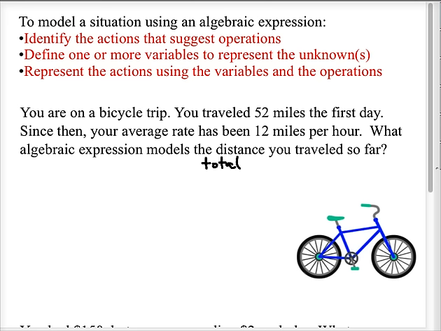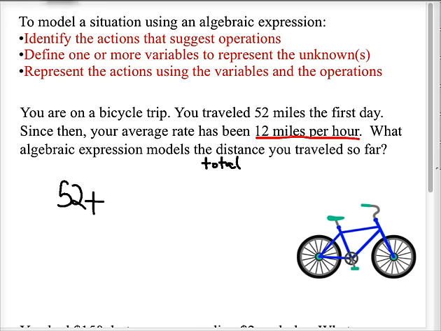Total means adding. All right, so I know I'm going to be adding something here, adding two somethings to be more precise. So the first day, day 1, it says 52. You went 52 miles, exactly. All right, 52 plus what? Well, 12 miles per hour. Okay? So 12 miles per hour.